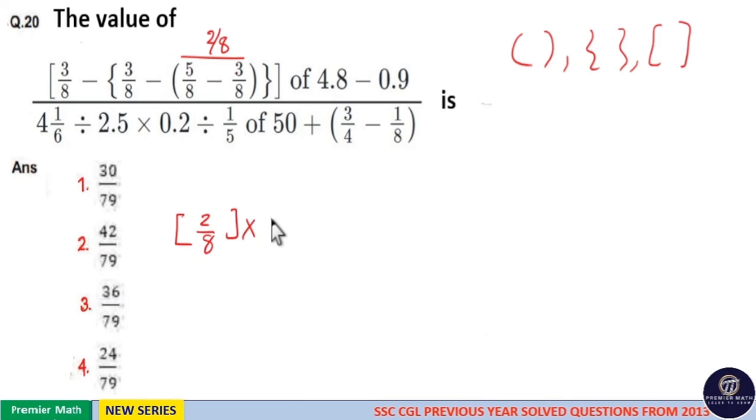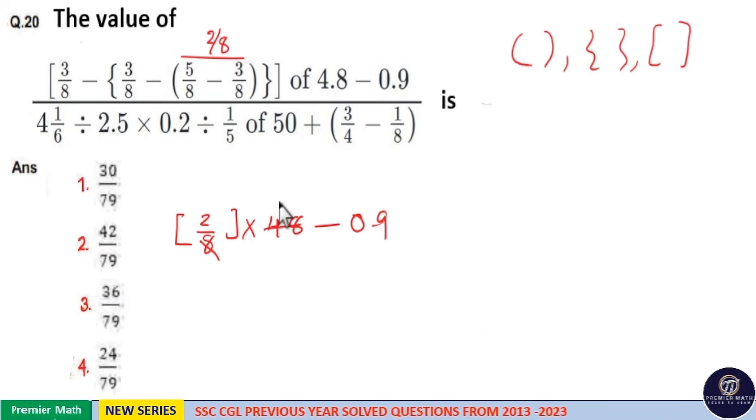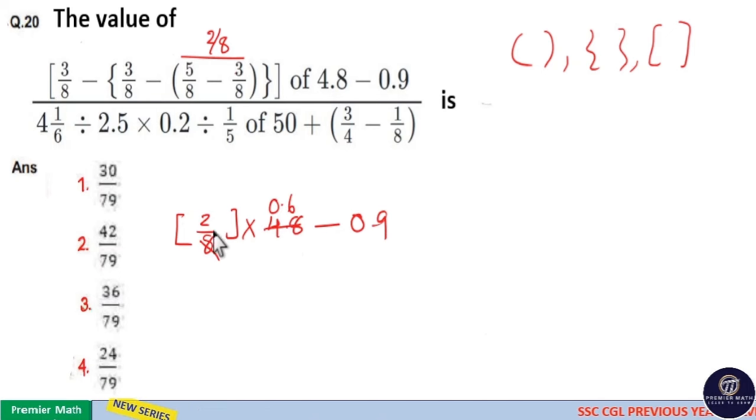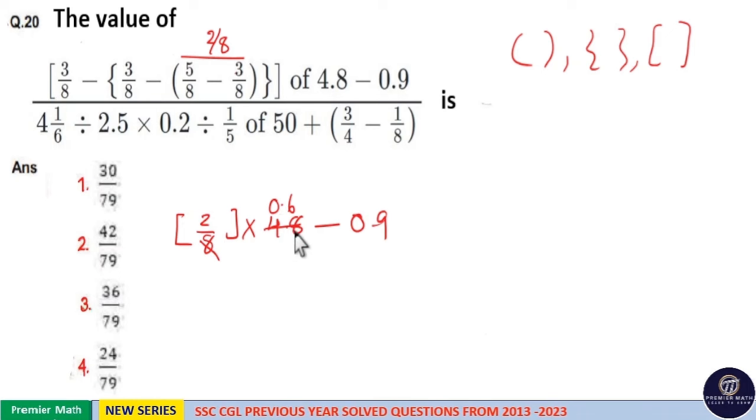Remaining, "of" means into 4.8 minus 0.9. So 8 goes 6 times in 48, which means 0.6 times in 4.8. 2 into 0.6 is 1.2. 1.2 minus 0.9 is equal to 0.3 in the numerator.